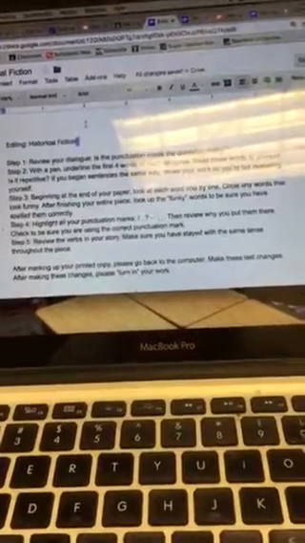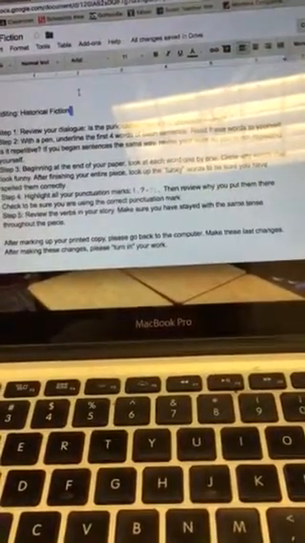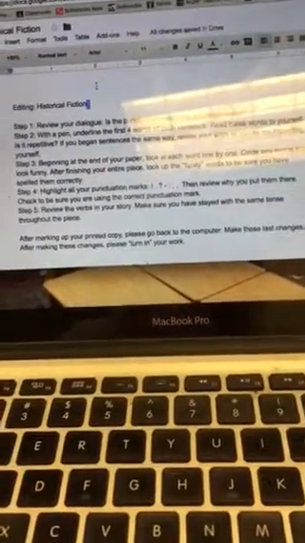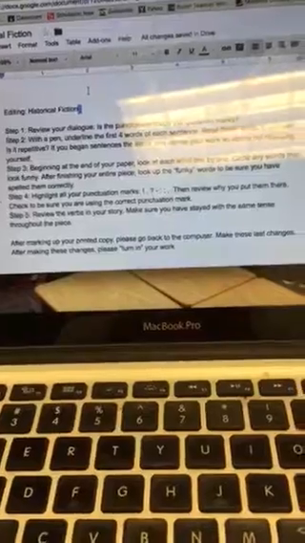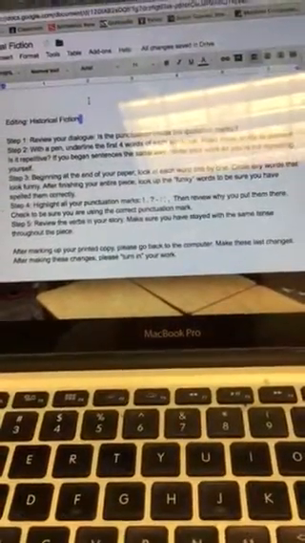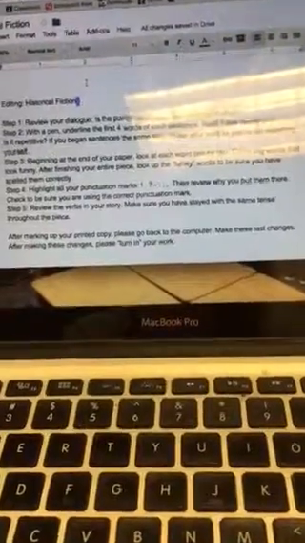Now, after you have done all these things on your printed copy of your story, then go back to the computer and make the changes again. These will be the last changes that you will have. And turn in your work on Google Classroom when that's done. That's it.